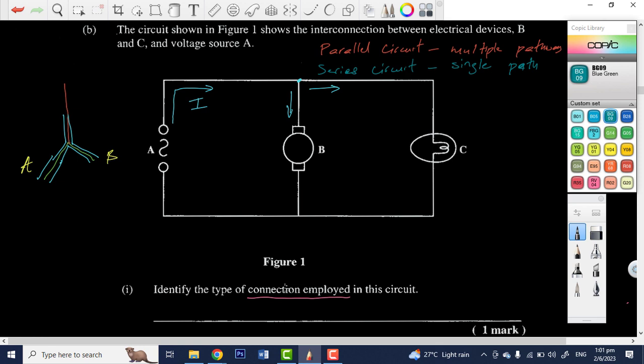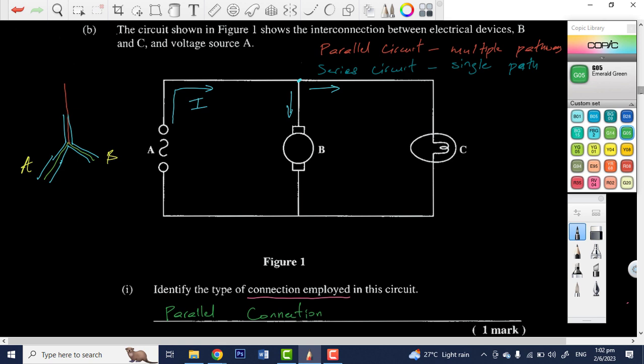So in this case, with the series circuit, it will have a single path for the current to flow. When you're looking at your circuit, you always want to look at the path that the current will take. With the parallel circuit, the current will have multiple pathways. So what it means now is that these devices are connected in a parallel type of connection. So we could say now that we are using a parallel connection.